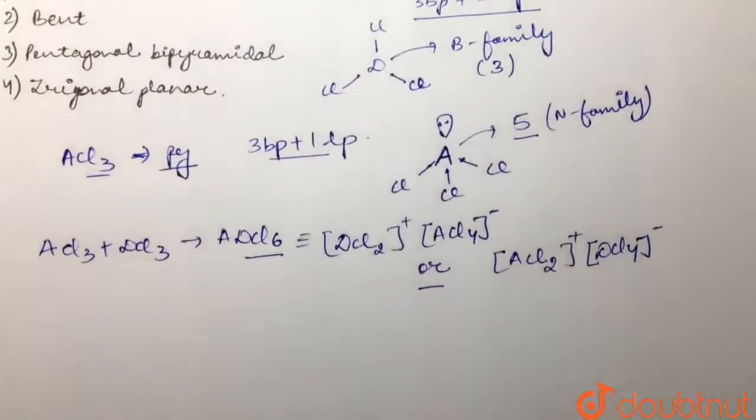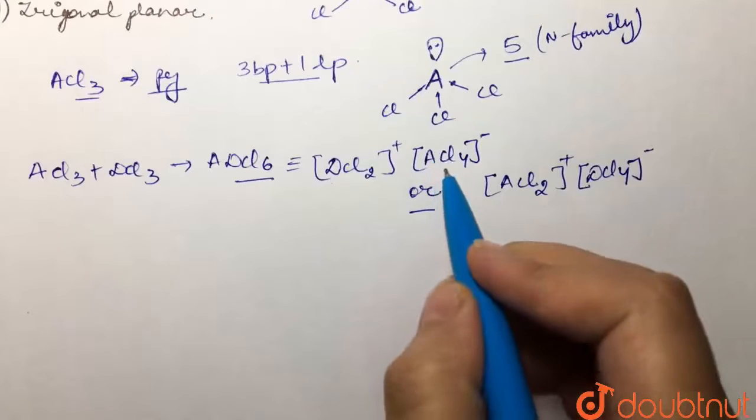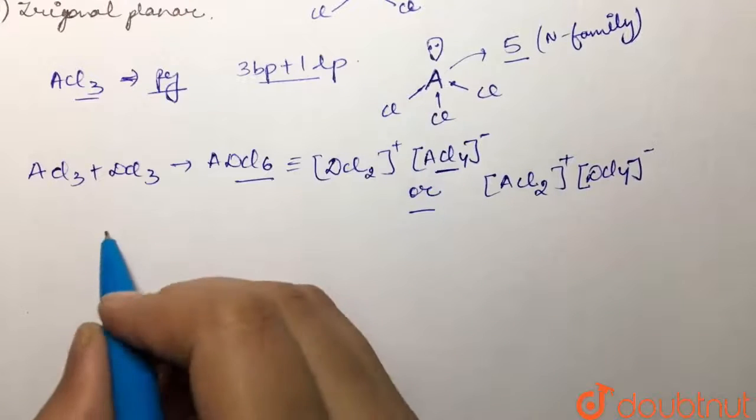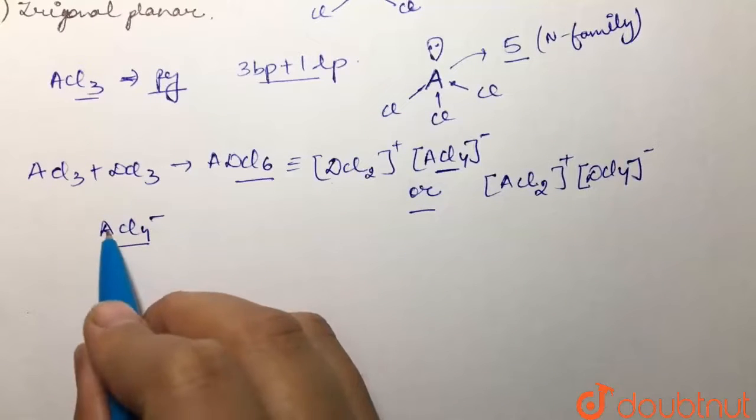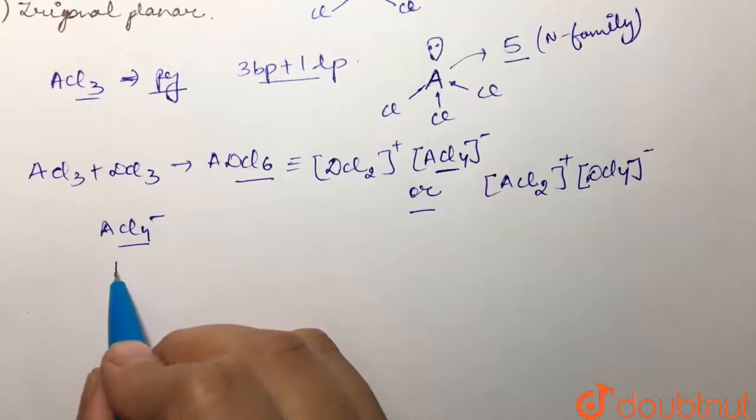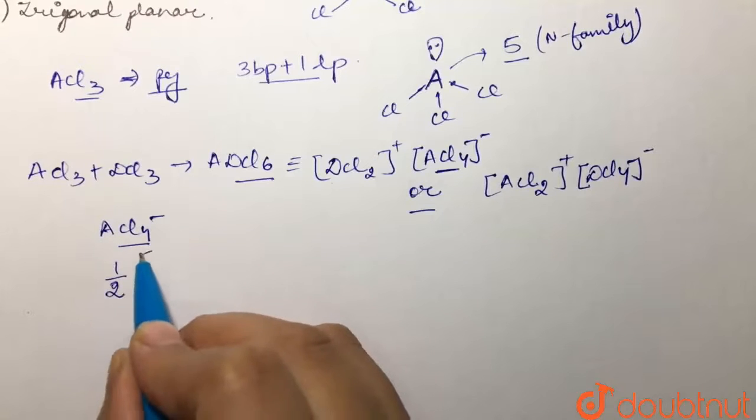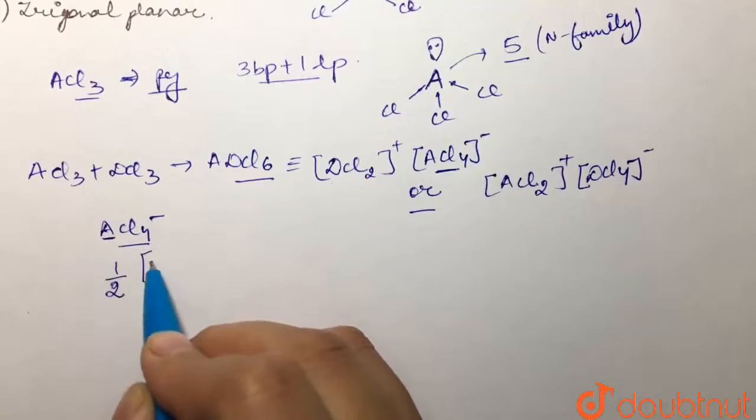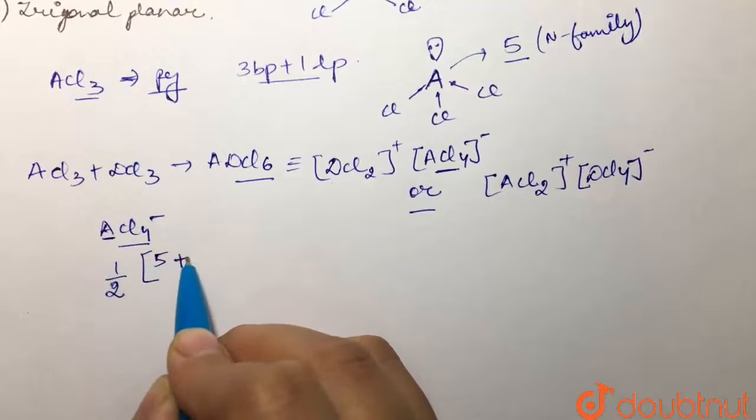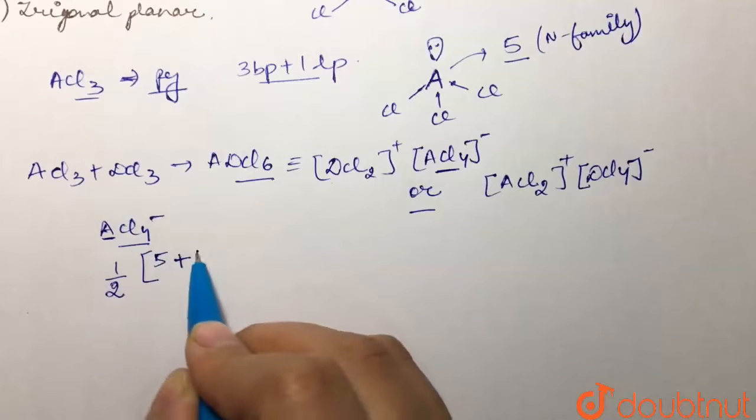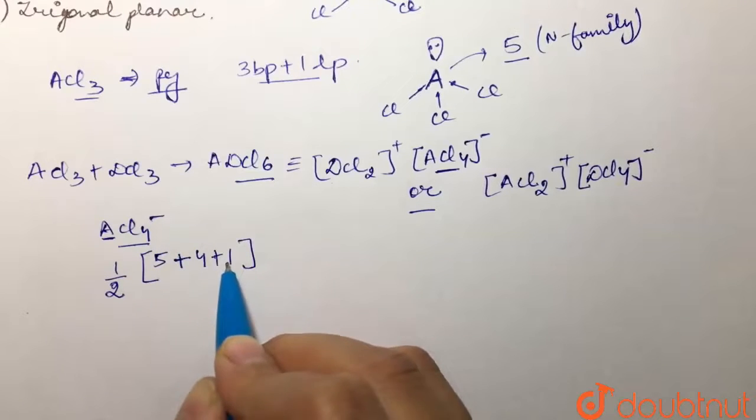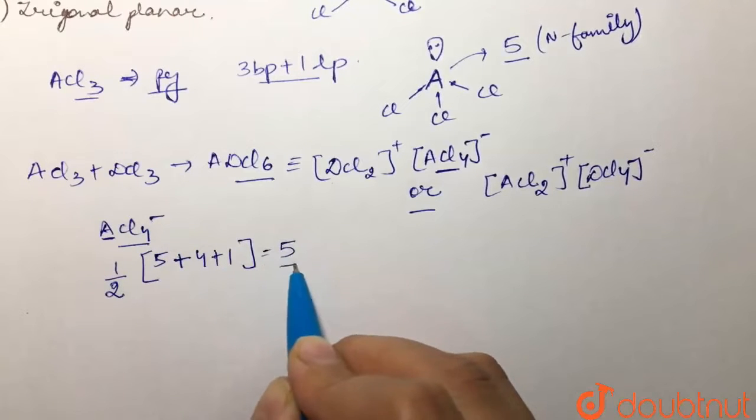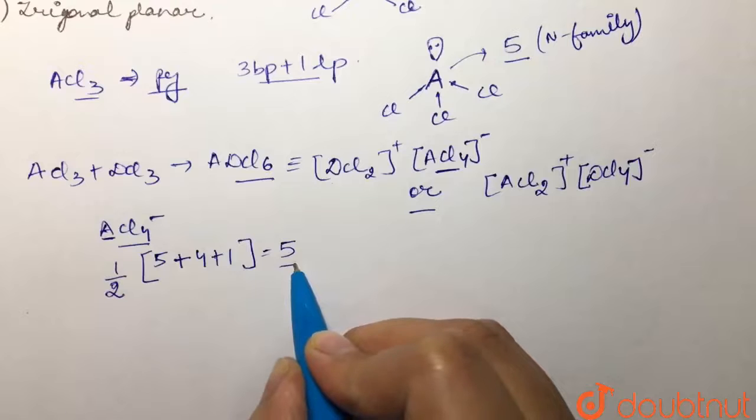So if we look at our two probabilities, in the first case the anion is ACl4 negative. In case of ACl4 negative, we can find out the steric number. Now A we know belongs to nitrogen family, has 5 valence electrons. So let's use our formula: half of the valence electrons of the central element, 5, plus the number of monovalent atoms attached to it, 4. Then we're going to add this negative charge as well. So it would be 5 plus 5, 10 by 2, equal to 5. So our steric number comes out to be 5.